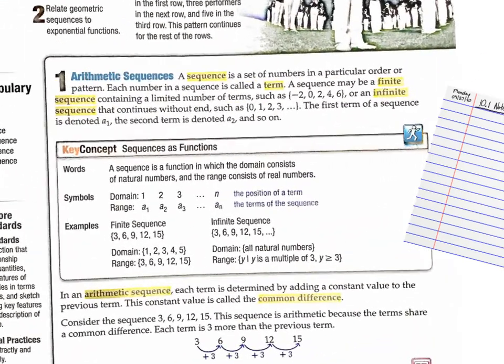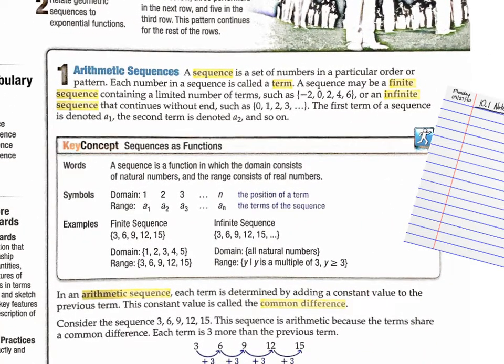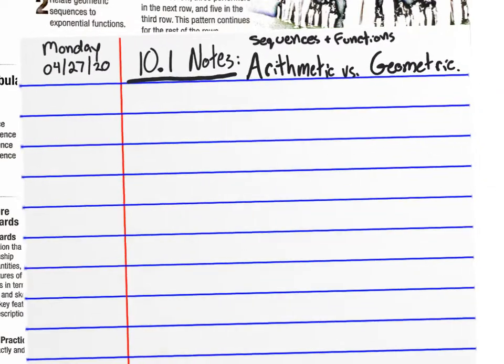Let's begin by reading the book here. It says a sequence is a set of numbers. It's just a list of numbers in a particular order or pattern. Each number in a sequence is called a term. A sequence may be finite or infinite. A finite sequence contains a limited number of terms, such as -2, 0, 2, 4, 6. Or an infinite sequence continues without end. So let's go to our notes and let's write that down.